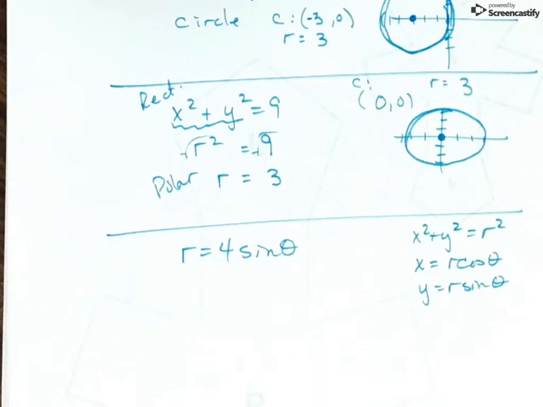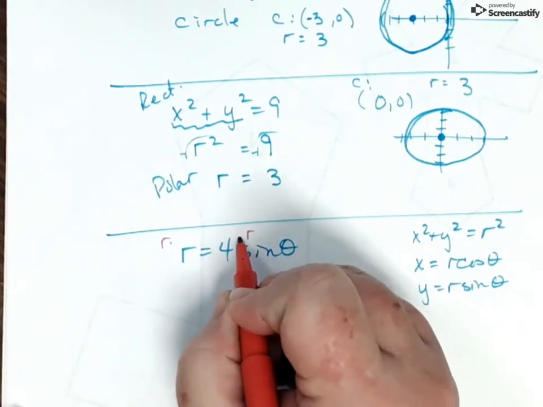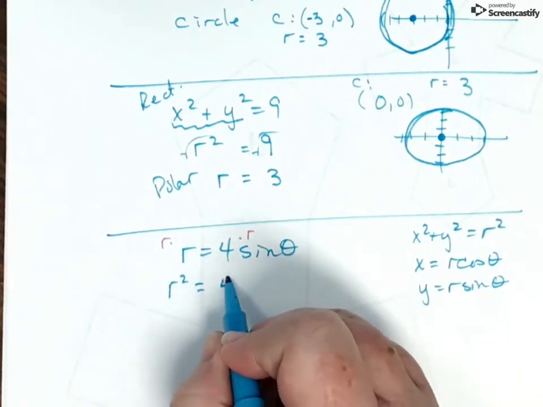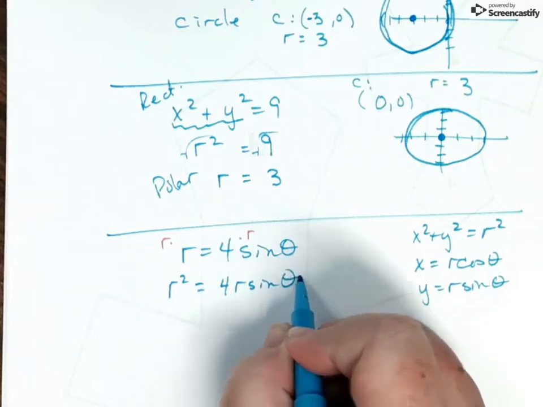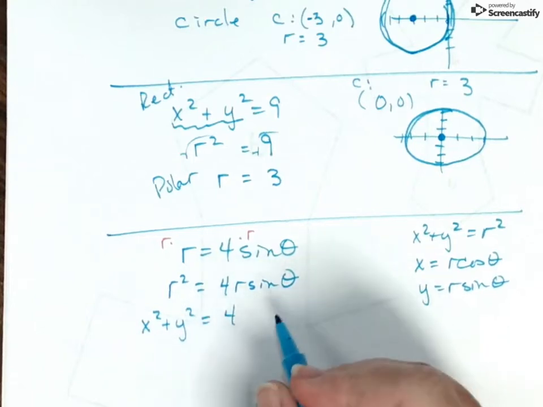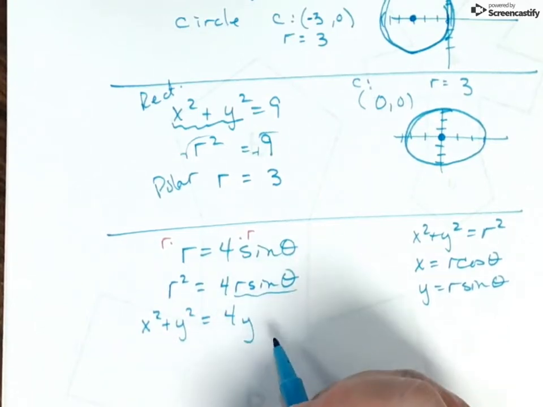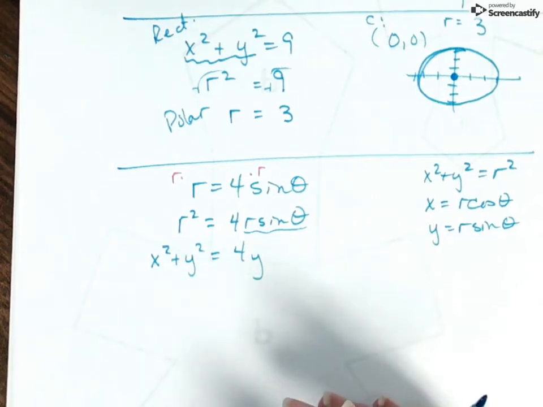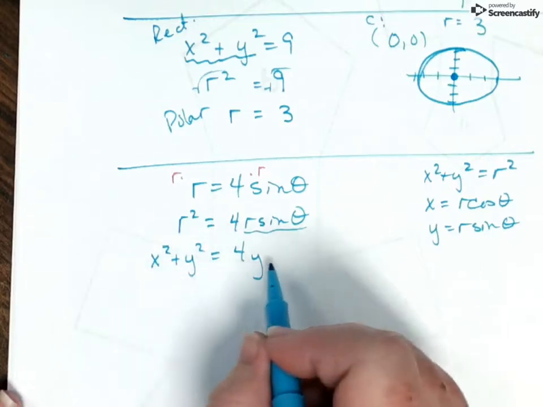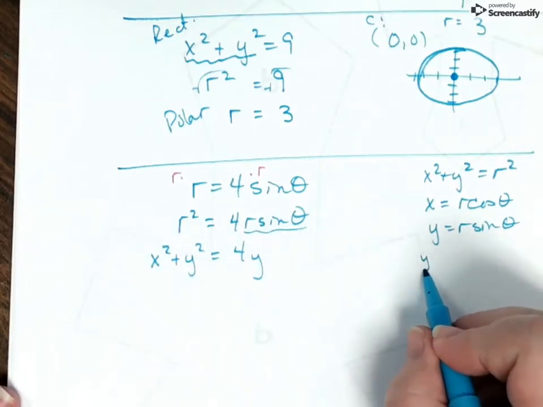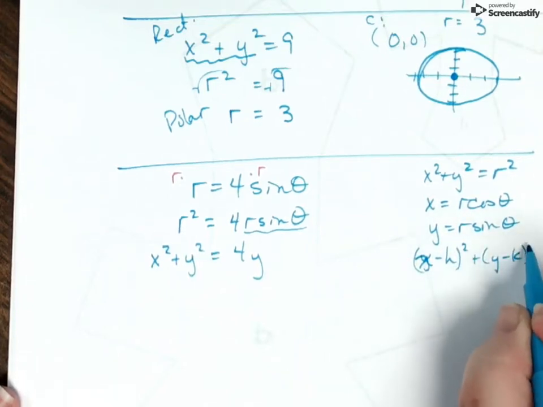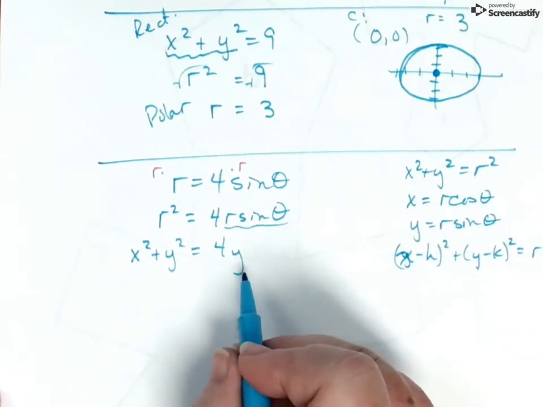But what if I multiplied both sides of my equation times r? I would end up with r squared equals 4 r sine theta. Now I can replace that with x squared plus y squared equals 4 times y. Now, I know that this is another stretch. We're going to be backing up here, but we have to remember that this is not standard form. Standard form is x minus h all squared plus y minus k all squared equals r squared. I can't have any y's over here.